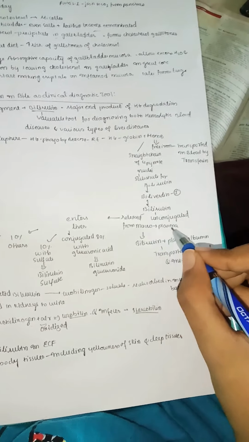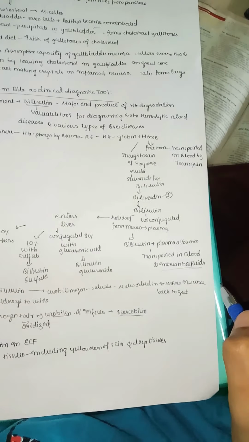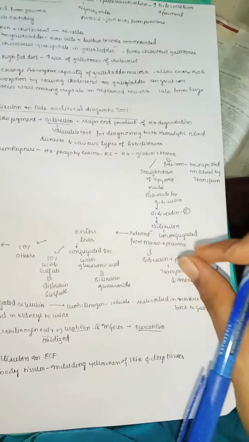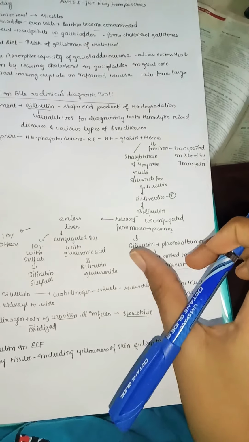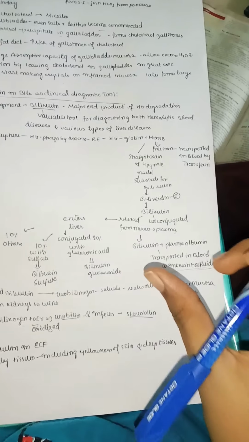So now as the bilirubin has come to plasma, it gets attached to the plasma protein, that is albumin. So bilirubin along with albumin is transported in the blood and also in intestinal fluids.